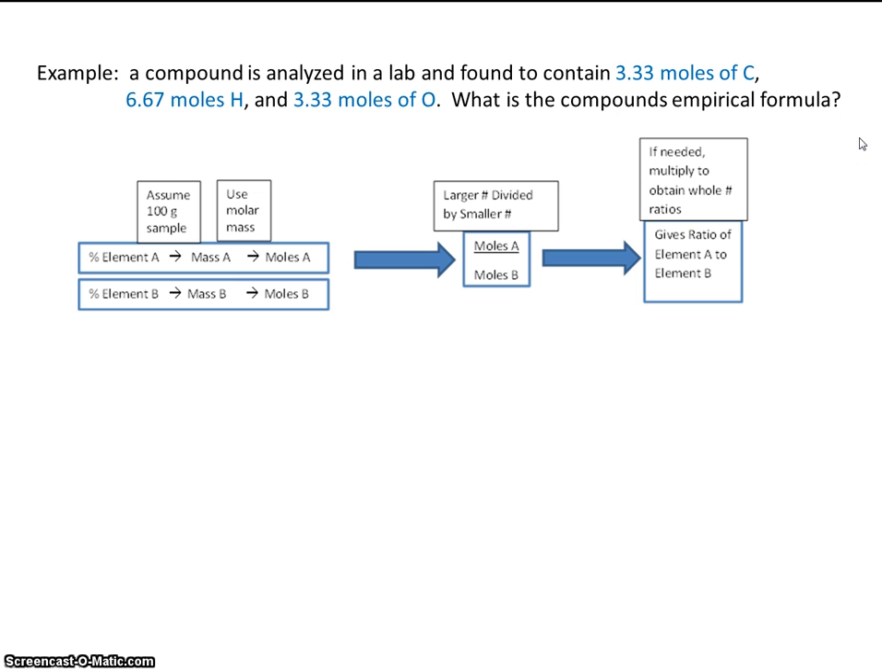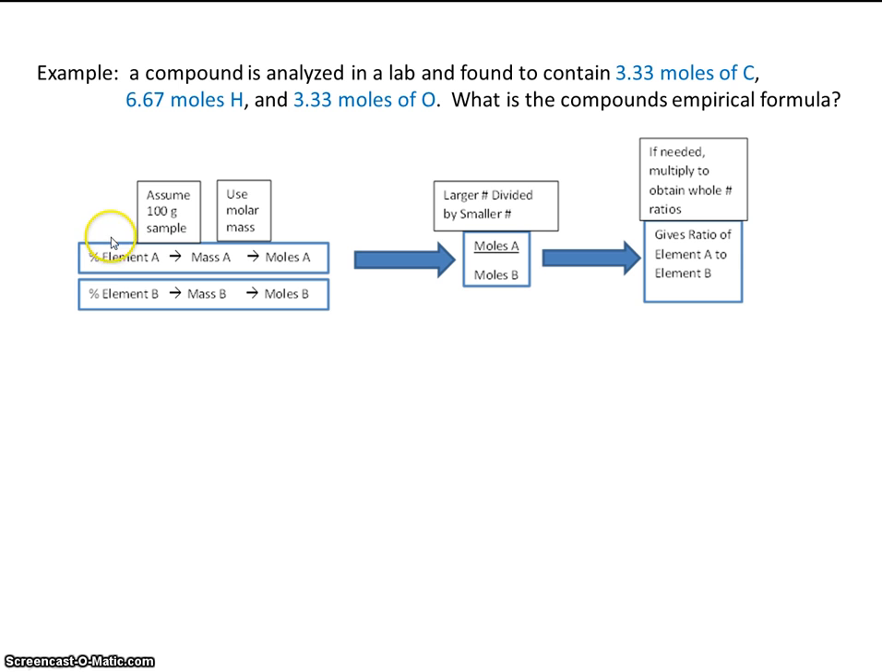Here's a little flow chart that I've adapted from an old college textbook of mine. So here would be some experimental data. We might know the percent of element A and B. This would be, of course, like the percent composition. So we want to go from percent to mass to moles, and then we want to divide the larger number by the smaller number, and then that should give us a ratio.